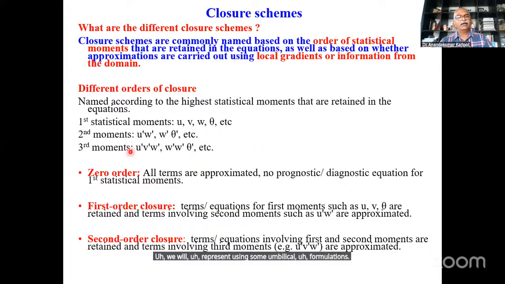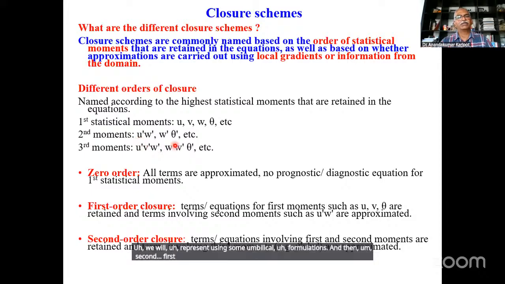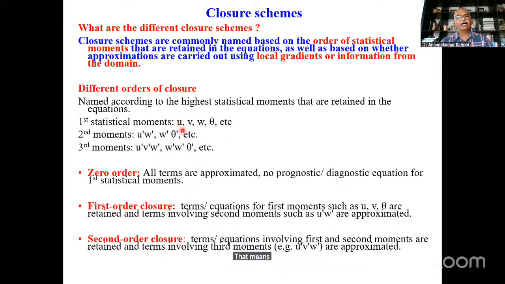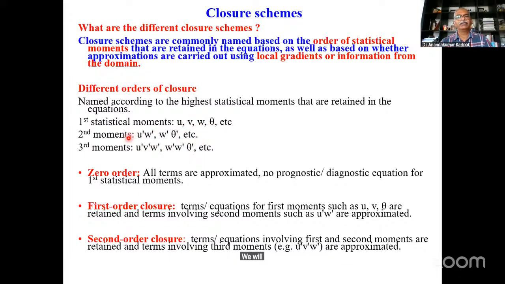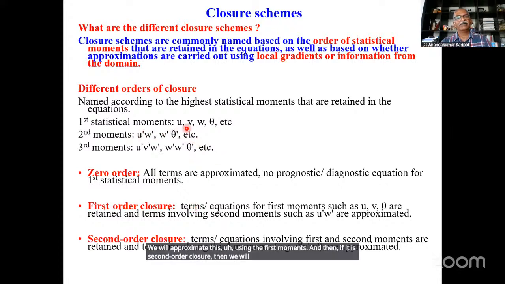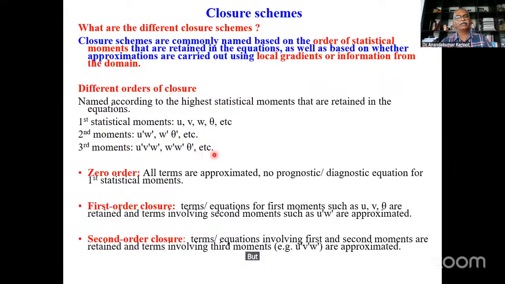And then first order closure, that means we will have all these first statistical moments in the equations, but we will approximate the second moments using the first moments. And if it is second order closure, then we will keep all these fluxes and flux variances, the second moments, in the equations, but all these third moments onwards we will approximate. So that's how the naming is based on the order.